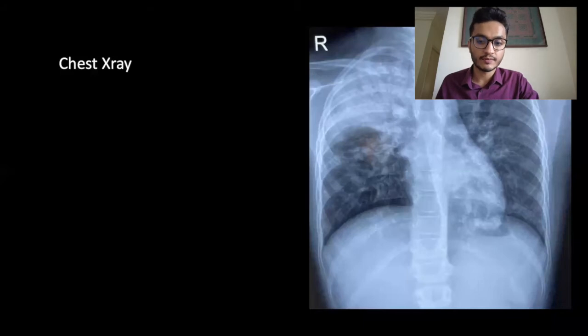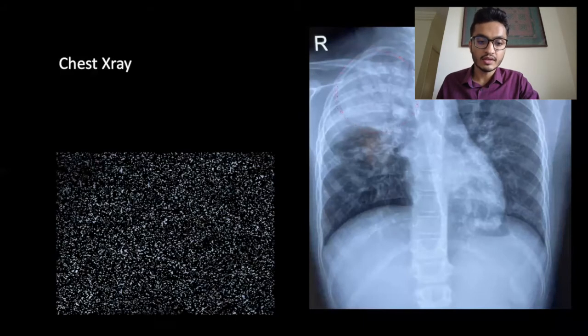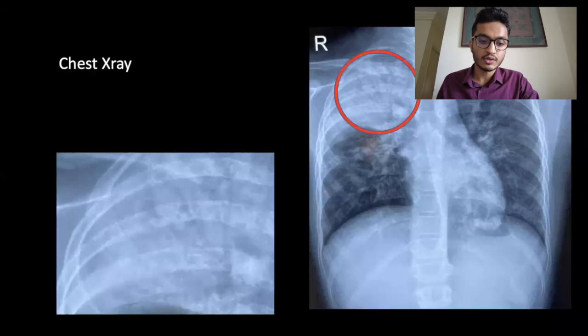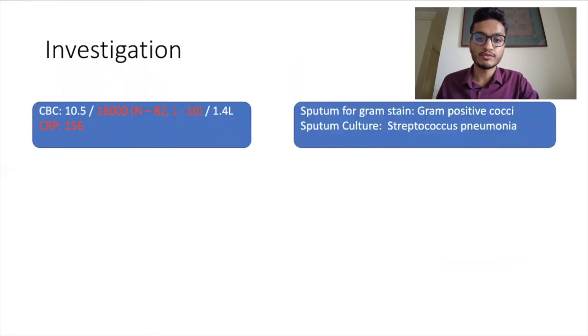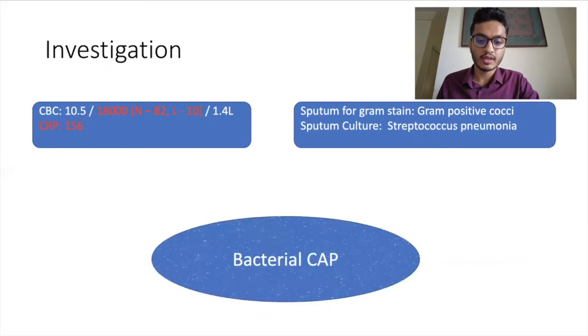And this is the X-ray. If you look closely at the zoomed section, you can see air bronchogram in the right upper lobe. You do the CBC, which is showing significantly increased leukocyte count with neutrophilic predominance. CRP is also elevated. You send the sputum for gram staining as well as culture, which grows gram-positive cocci, and Streptococcus pneumoniae is confirmed. This is a typical case of bacterial community-acquired pneumonia.